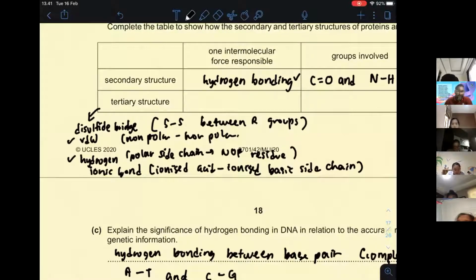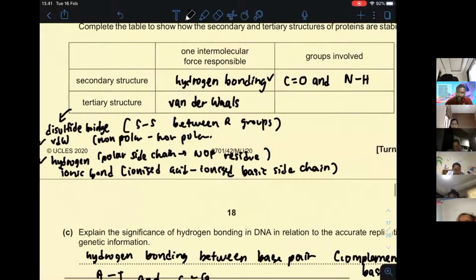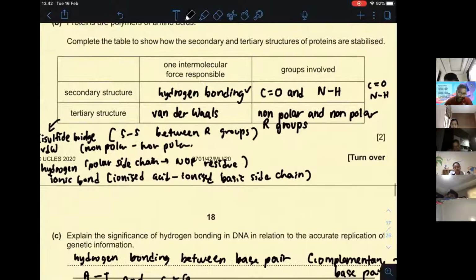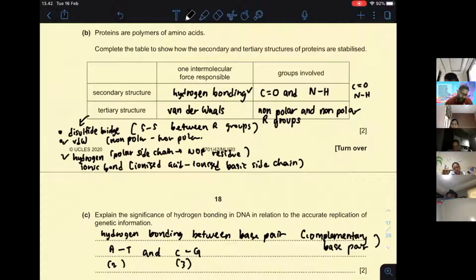So let's say I'm just going to select van der Waals forces. I'll just put van der Waals forces. The group involved is going to be the non-polar and non-polar R groups. This is going to create the van der Waals forces of attraction, but there are total 4. You can choose any.